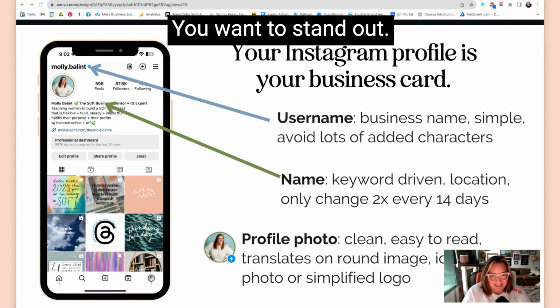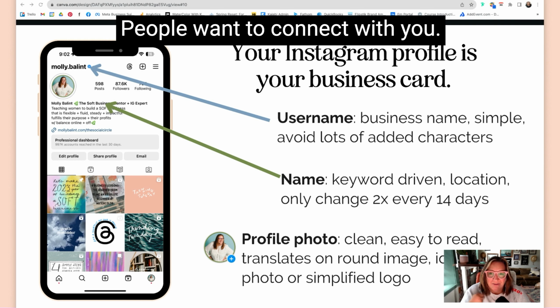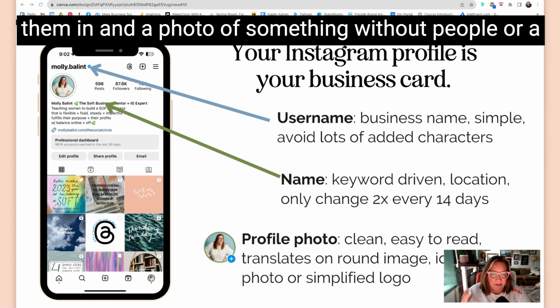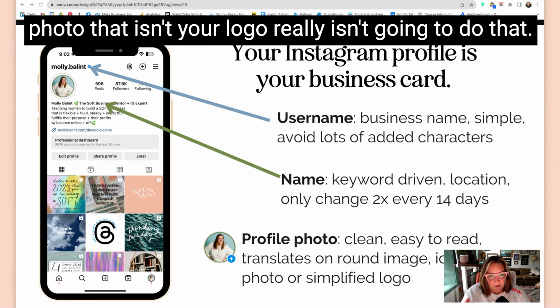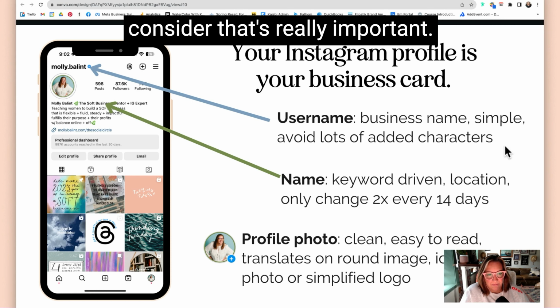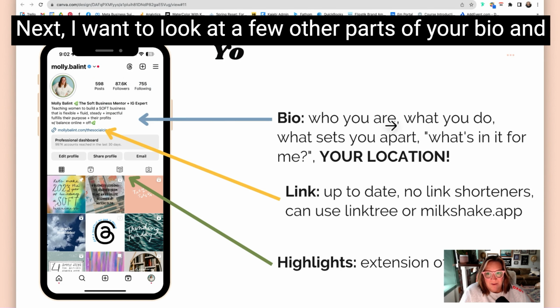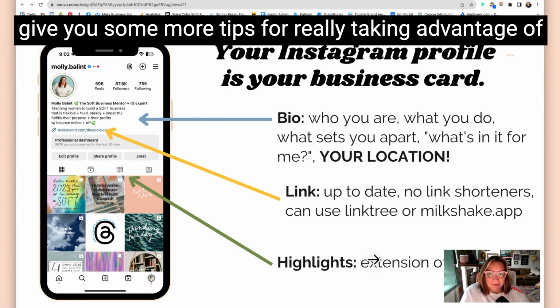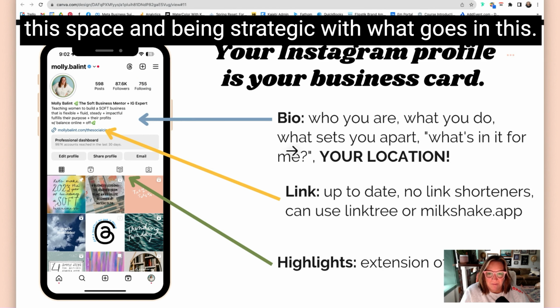You want to stand out. People want to connect with you, with who you are, and you want your profile to draw them in. And a photo of something without people, or a photo that isn't your logo, really isn't going to do that. So that's something else to consider that's really important. Next, I want to look at a few other parts of your bio and give you some more tips for really taking advantage of this space and being strategic with what goes in this.